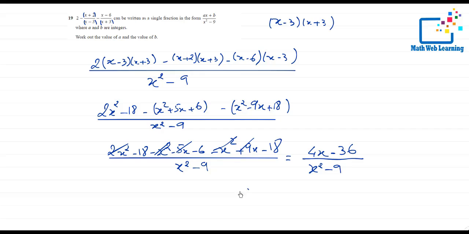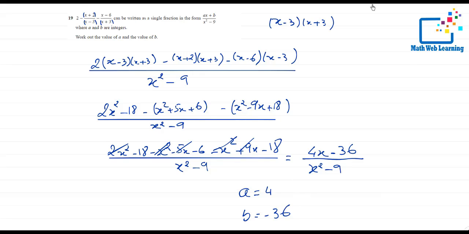So basically A is equal to 4 and B is equal to minus 36. Does it cancel down? I'm just thinking no. So that's the answer. Next question is question 20. Right, I'm back. I just realized there's a minus 6 here. So minus 18 is a minus 36, and minus 6 makes it minus 42.